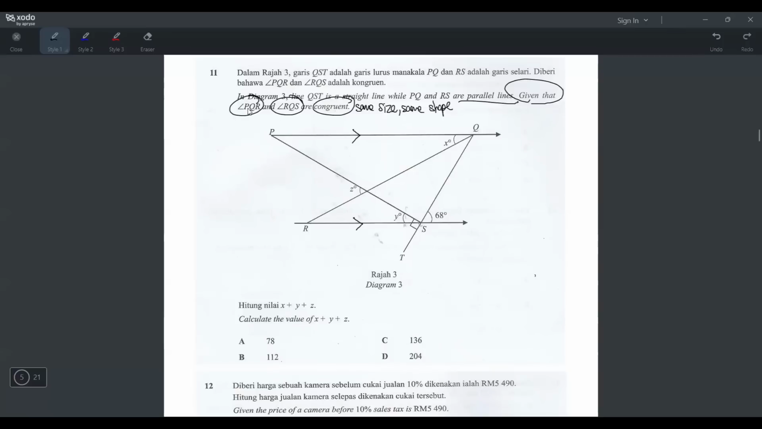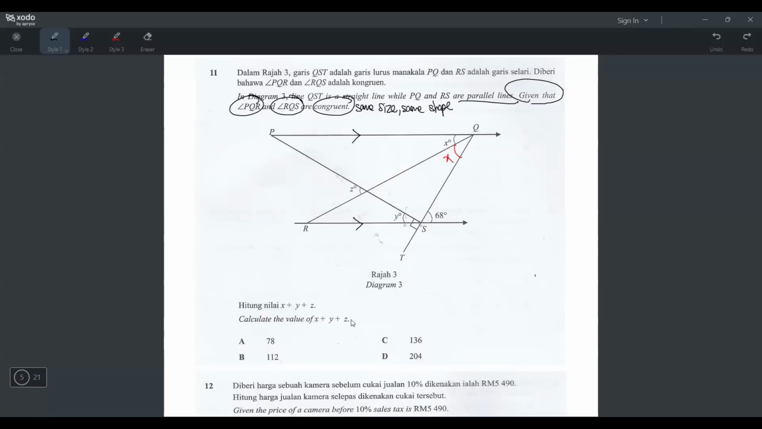What it means is this angle and this angle are exactly the same. Let's find PQR and RQS. Where is PQR? PQR is here, so angle X. And where is RQS? RQS is here. So this is X also. Right? Okay, so far so good. Now they say, calculate the value of X plus Y plus Z. So they don't give any more information. These are all the information. And now they ask us to find X plus Y plus Z.